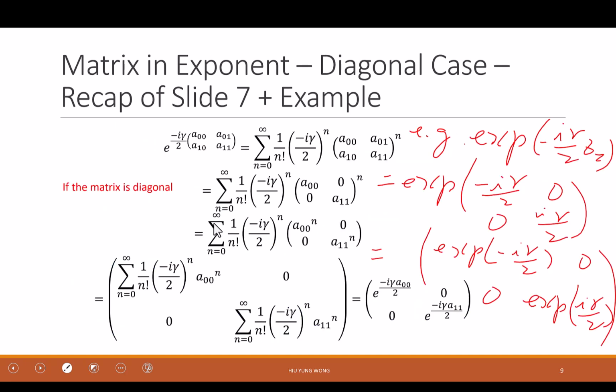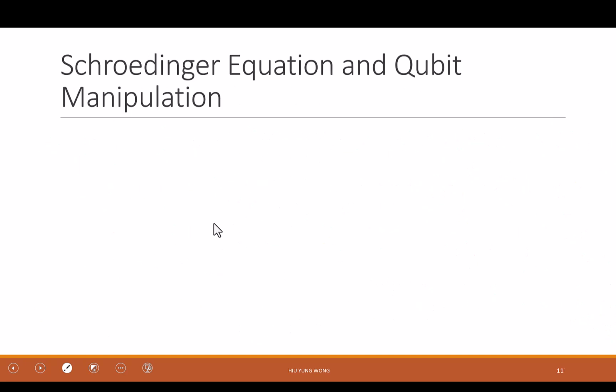Another thing is about exponentiation of matrix. I make a lot of mistakes like this because if you try to do this, you will get wrong results. Don't try to exponentiate a matrix by just putting in the elements. Remember to diagonalize it if it is not diagonal. That's the most important part, okay?